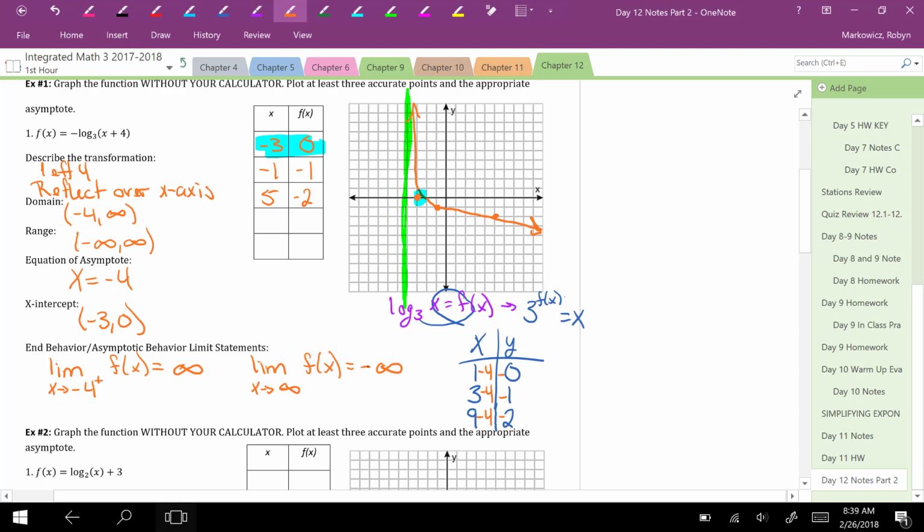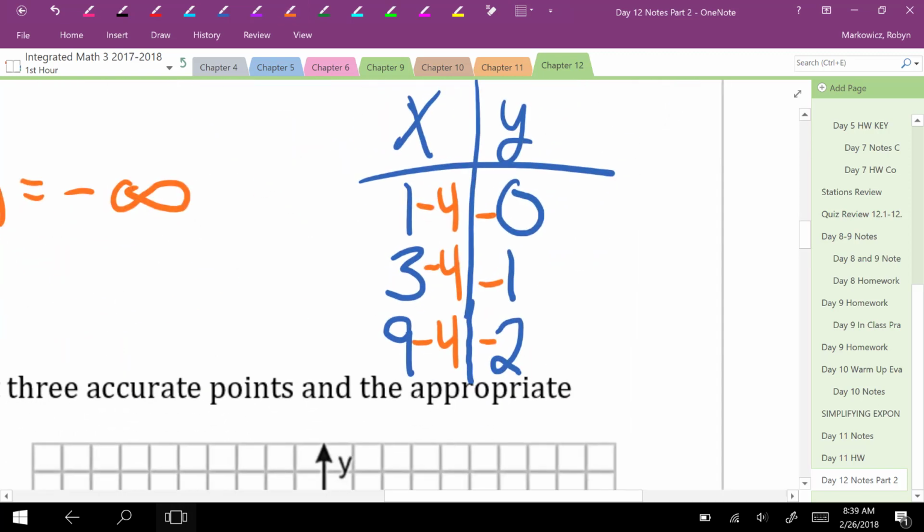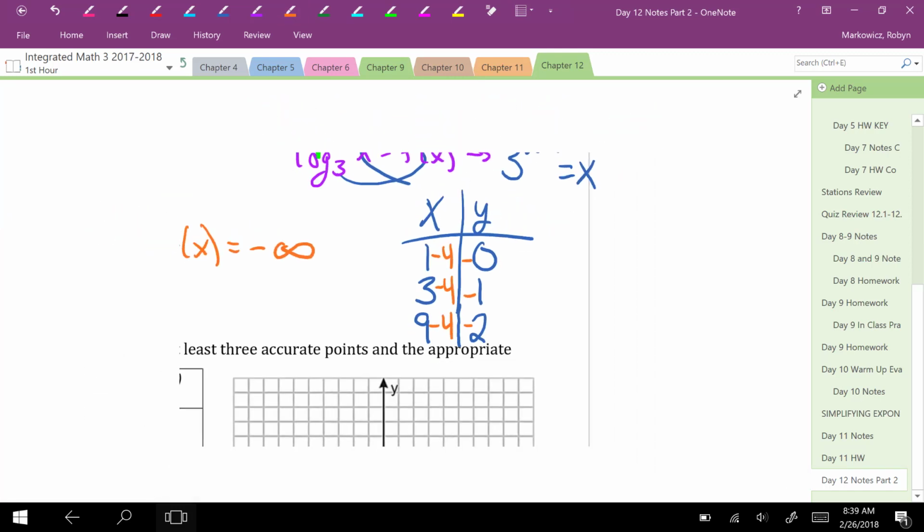What happened to x plus 4 when you transferred into the original? We subtracted 4 from the x's. So if we look at my table here, I put -4 because we're shifting left. Okay. Make sense? All right.